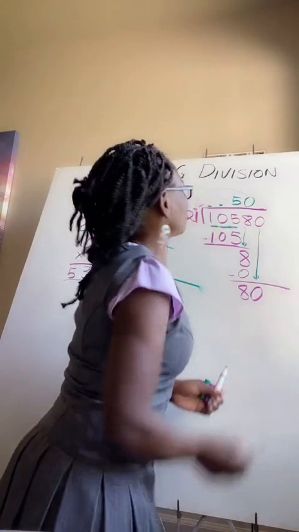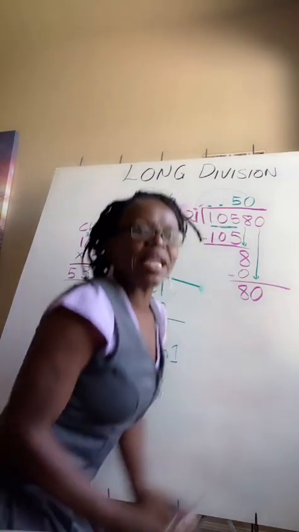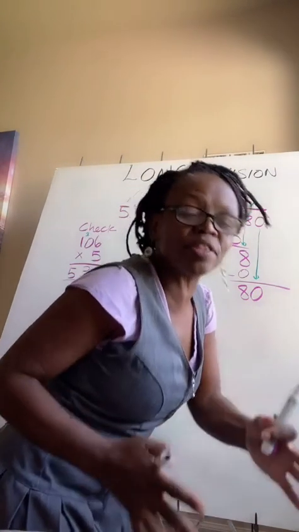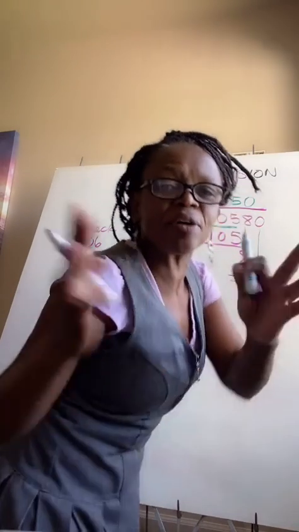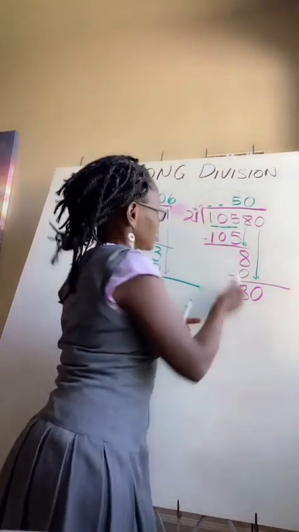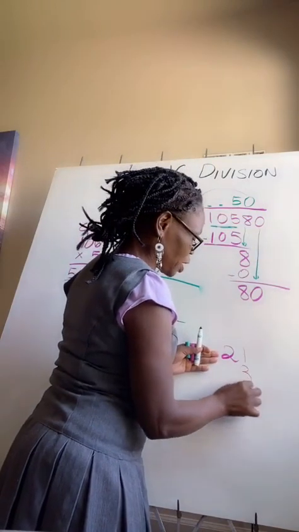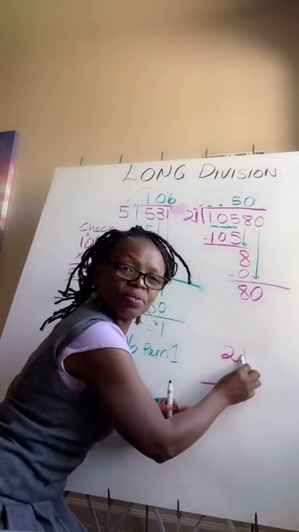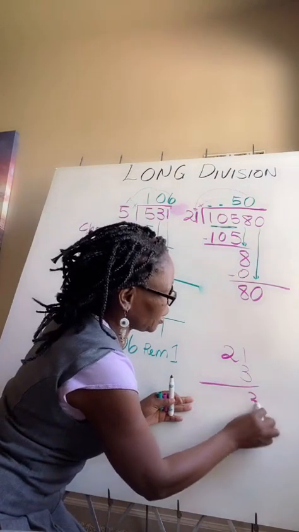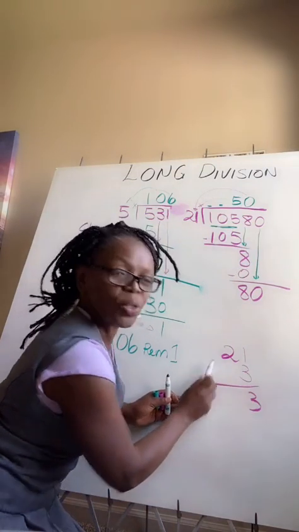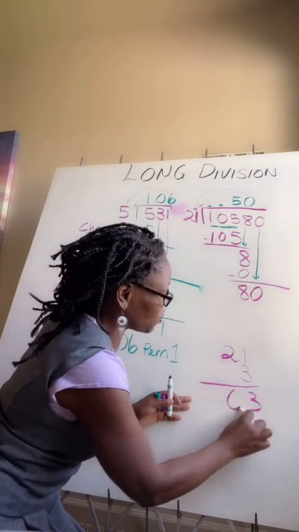Okay, somebody said 3. Let's see what happens. Let's go with 3. We are going to go with what you say. Okay, 21 times 3. What's 3 times 1? That's 3. And 3 times 2, we have 63.